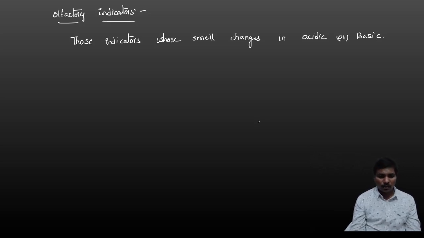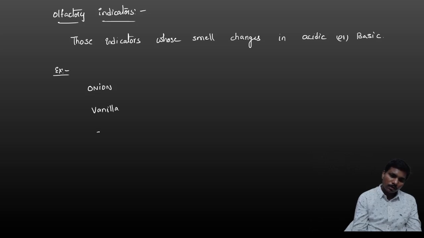Those are nothing but olfactory indicators. Examples: onion, vanilla, clove. Okay, so these indicators are generally, you can say, olfactory indicators.